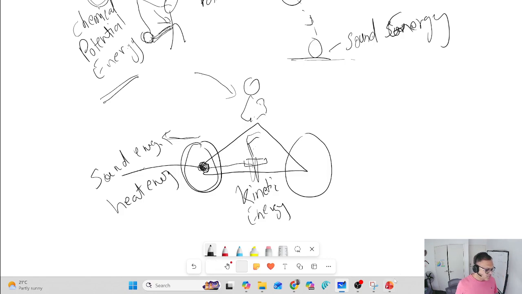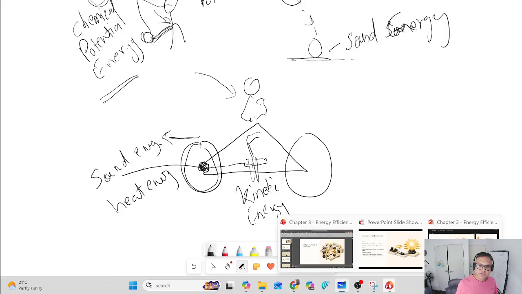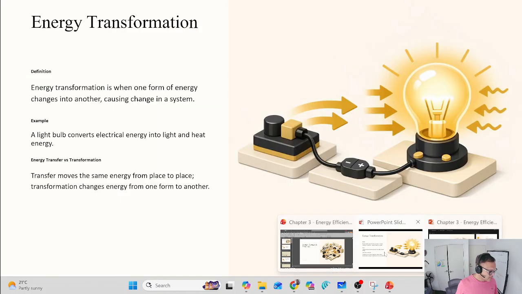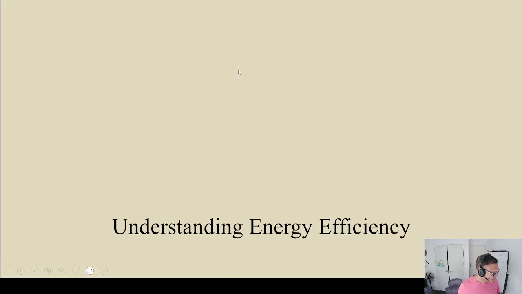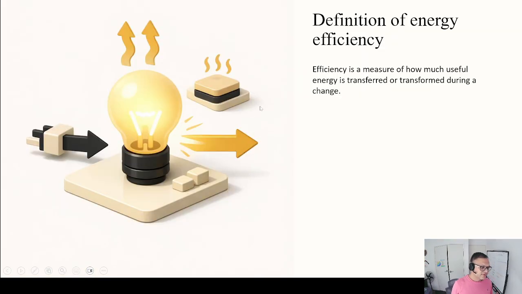Okay, let's move back to our presentation a little. So then what is efficiency? When you turn on a bulb, what are you most interested in? You're interested in the light from the bulb. You are not interested in the heat coming out of the bulb, right? We turn on the bulb, we want light. But what happens? Heat also comes out.